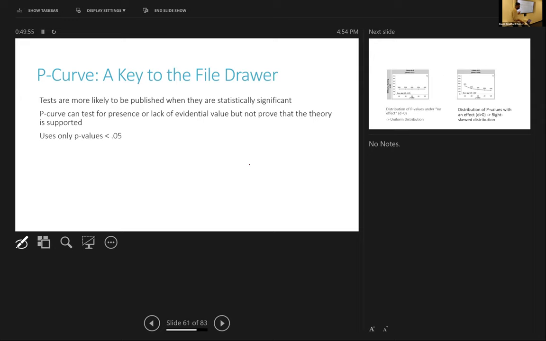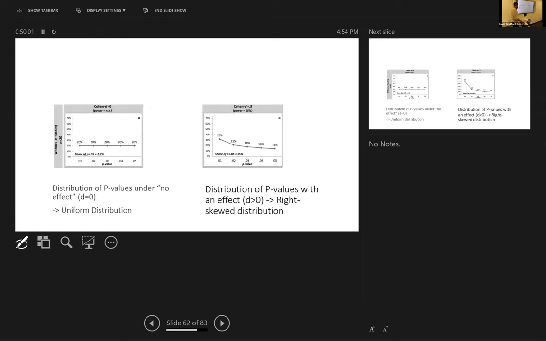So like I said before, they're only looking at p-values that are significant, so less than 0.05. And so this is what they assume. Under the null hypothesis, this is the distribution of p-values. This is what the distribution of p-values should take: a uniform distribution of p-values.